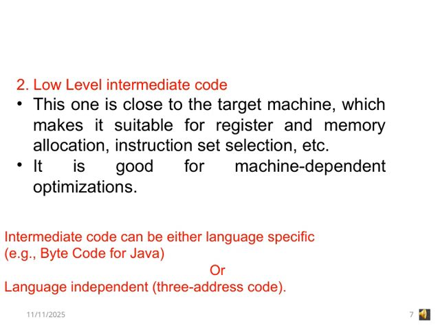Intermediate code at this level can be language-specific, like bytecode for Java, meaning it's tailored to a particular language. Alternatively, it can be language-independent, such as three-address code, which is more general and flexible across different languages. Understanding this stage is crucial because it bridges the gap between high-level language and actual machine code, enabling more efficient compilation and execution.